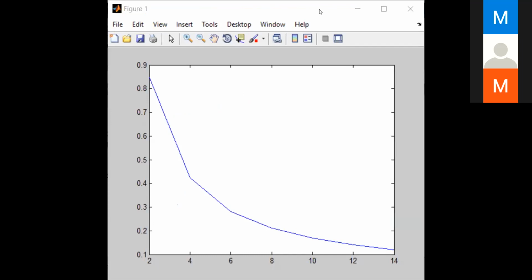That is the plot you are getting, right? This is because you have written the plot. So you can just minimize this one, or you can close it, there is no issue.